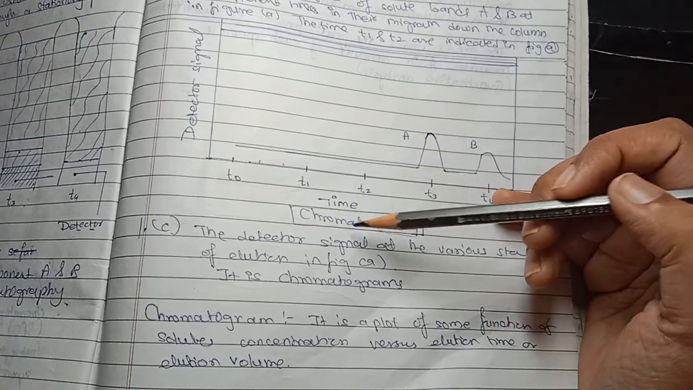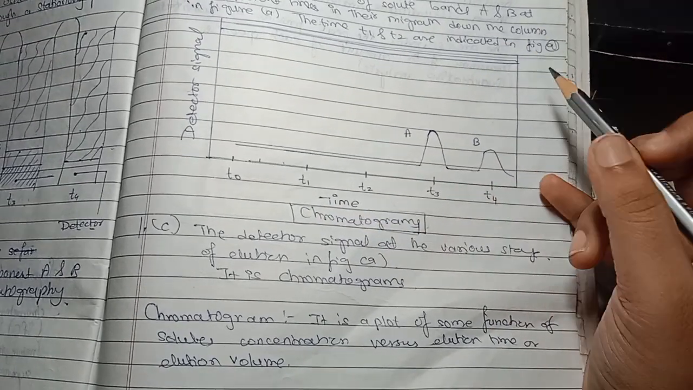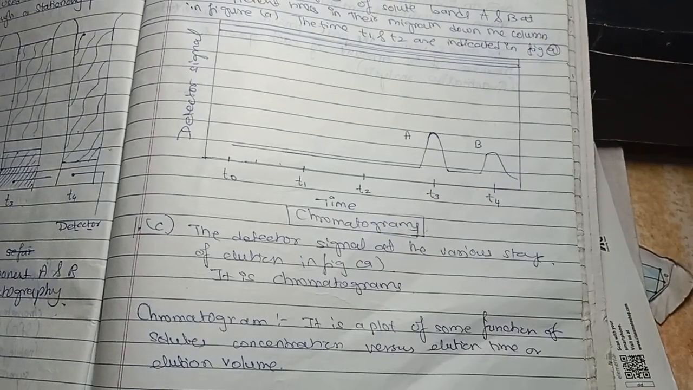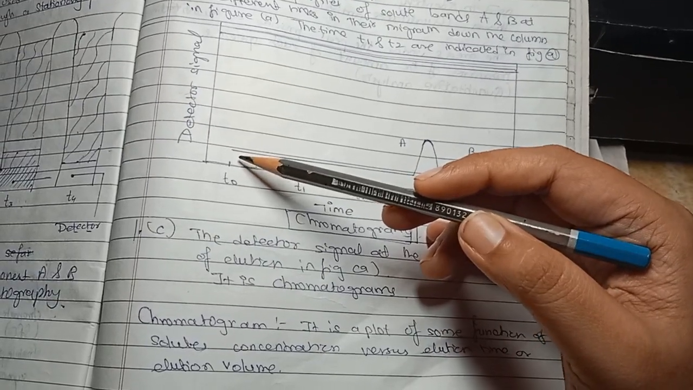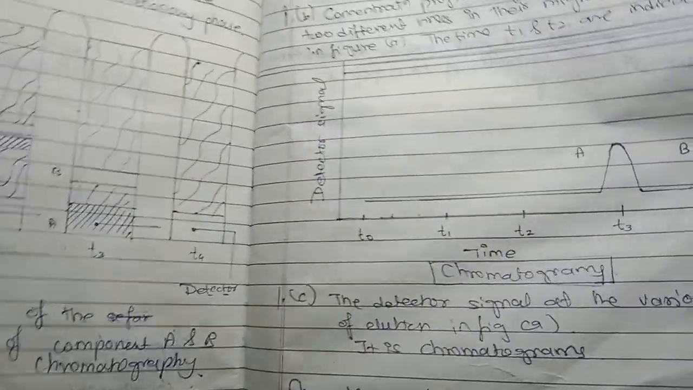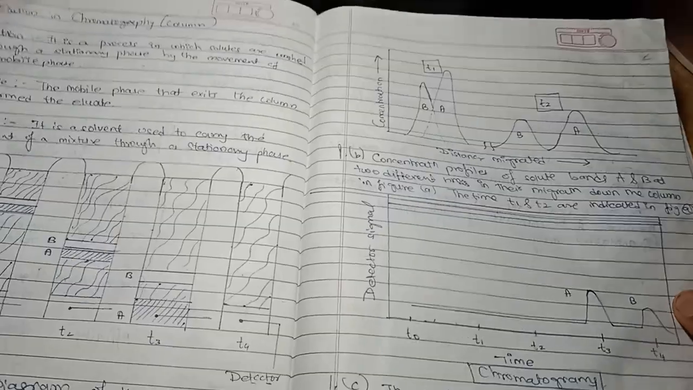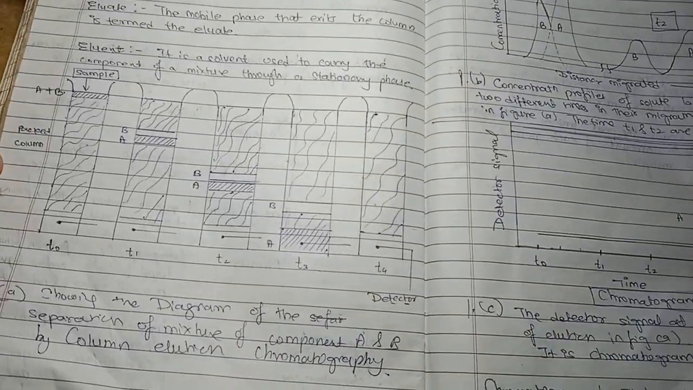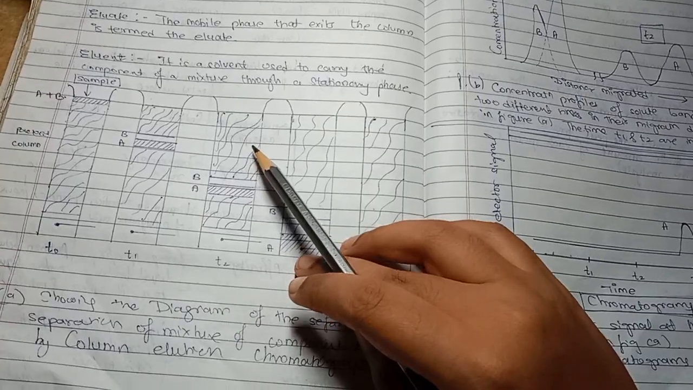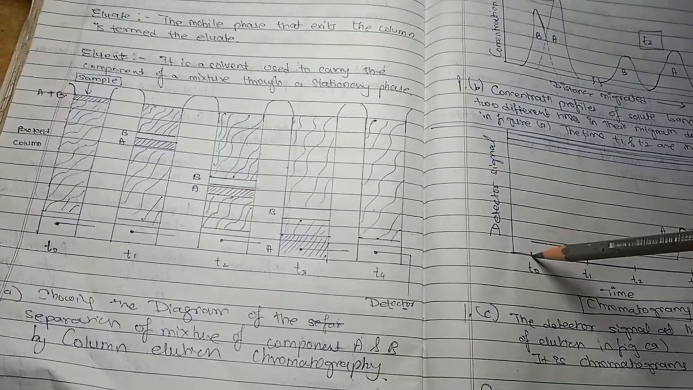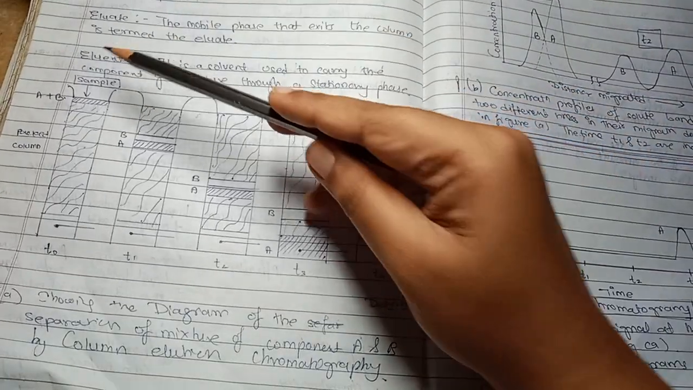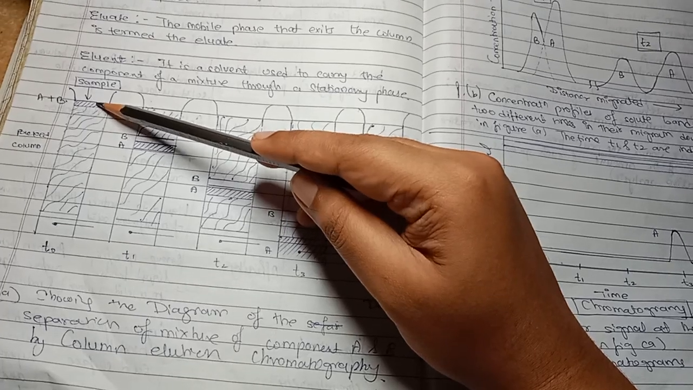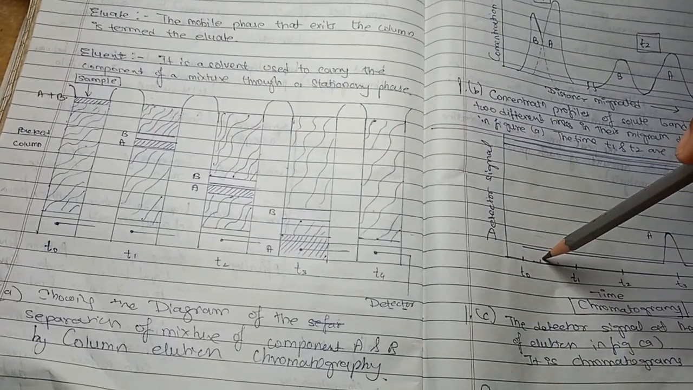So what is this chromatogram showing? The detector signal at the various stages of elution in figure A is the chromatogram. Here, this is T0. At T0 both A and B components were mixed together, so no separation was happening.